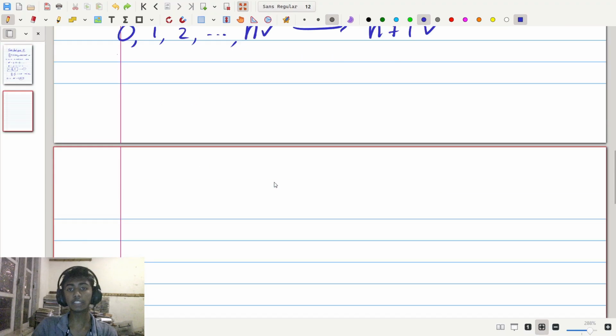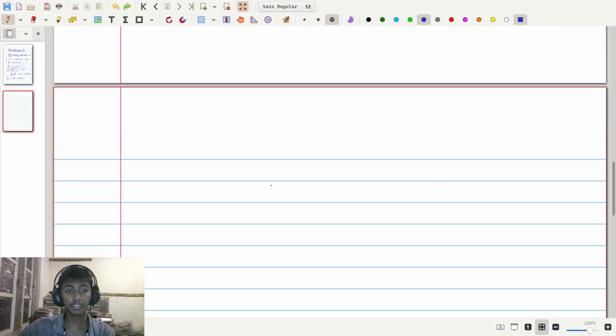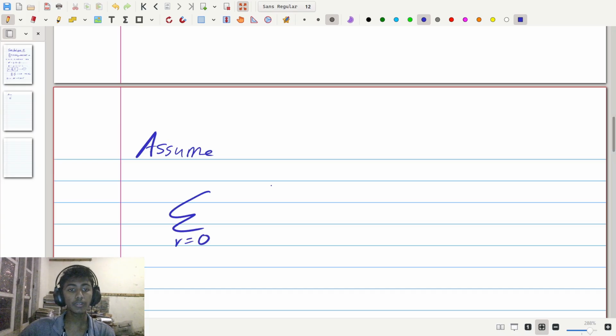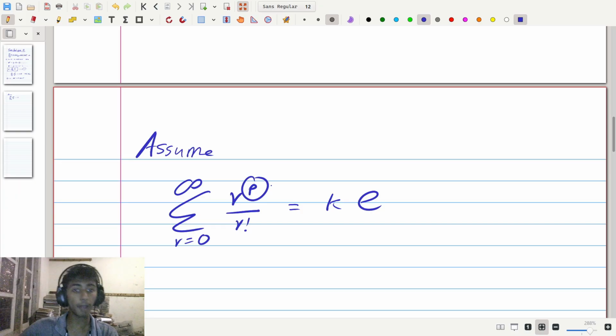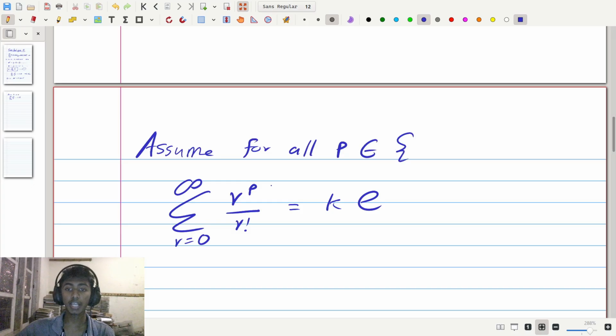So now let's assume that it's true. Let's assume that the sum from r equals 0 up to infinity of r to the power of p divided by r factorial is equal to some k times e for all p's starting from 0 up to n. So we'll say for all p which are elements of the set starting from 0 going to 1, 2 and all the way up to n. So we're going to assume that this is true.